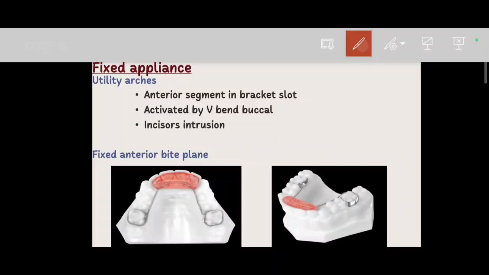Now the next one is the utility arch. Here the anterior segment is in the bracket slot, activated by the V-bend buccally, and it also gives incisor intrusion. Now the next one is the fixed anterior bite plane. It is used for bite opening and correction of the deep bite. So this is a fixed anterior bite plane.